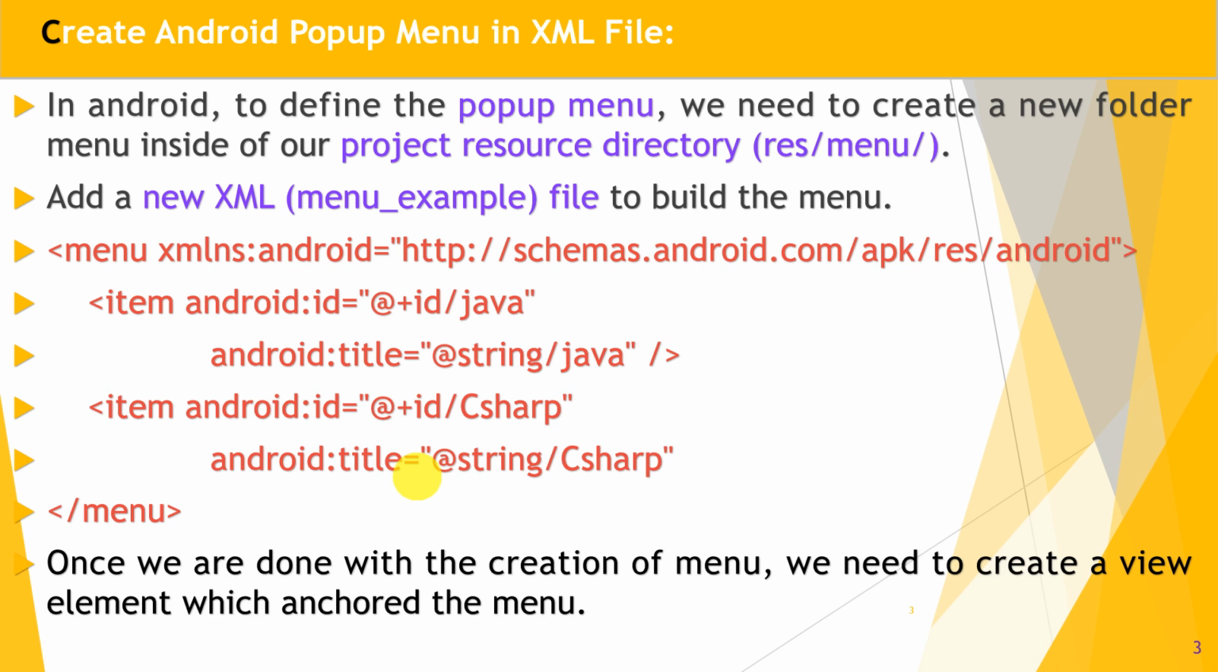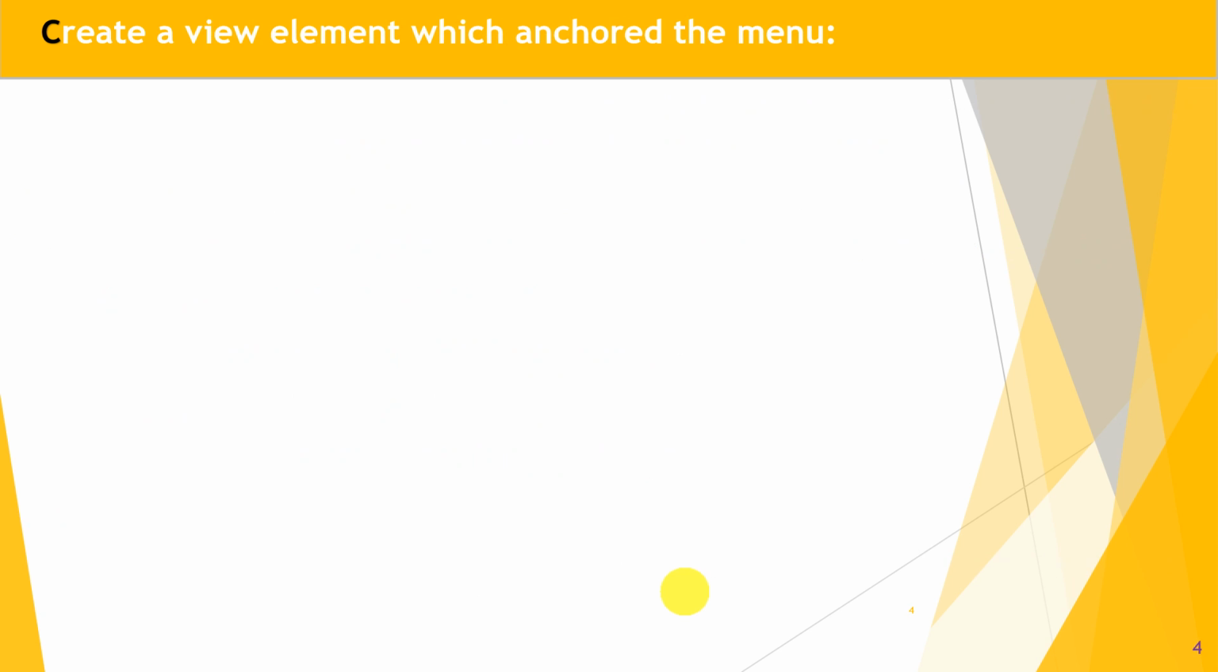Great. Once we are done with the creation of the menu, we need to create a view element which anchors the menu. So we have to create one button in the main XML file. Great. Guys, hope you understand up to this point.